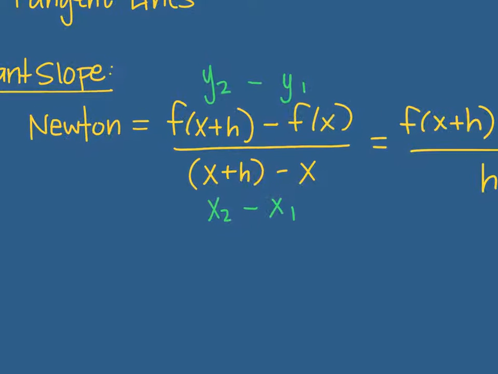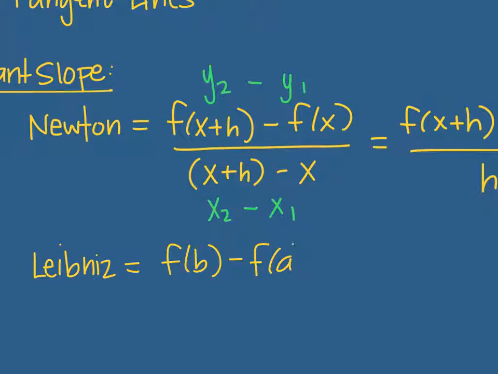Leibniz was a little bit more traditional. He defined it as f of b minus f of a over b minus a. So that was his y2 minus y1 over x2 minus x1. So those are the secant slopes.